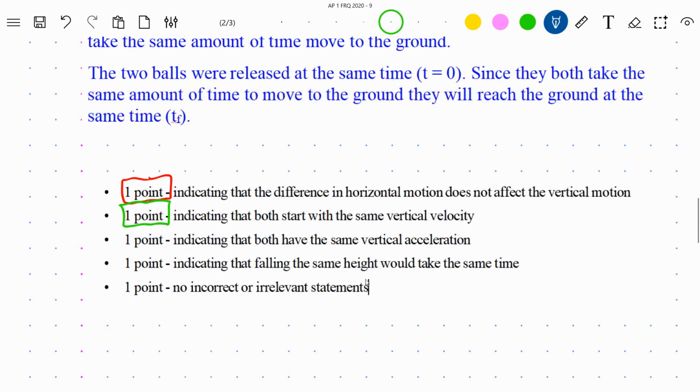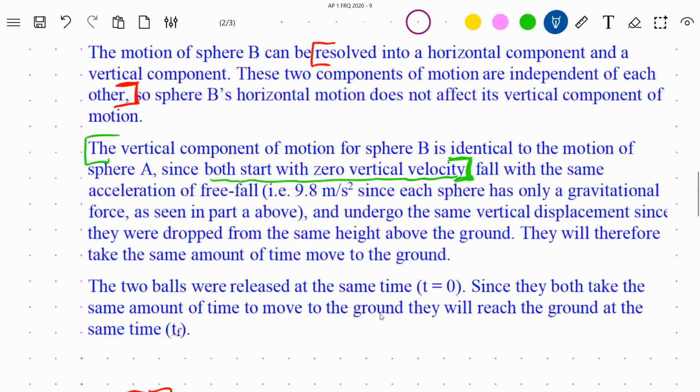What else did we have to say? Let's switch to, try this one, a purple, if that shows through. It's not a very vibrant purple, but it stands out, I hope. Indicating that they have the same vertical acceleration. In fact, I strung that together essentially in the same sentence, but you can see it right here. They fall with the same acceleration. I didn't even have to specify that it was free fall 9.8. It would have been enough to just say they have the same acceleration.